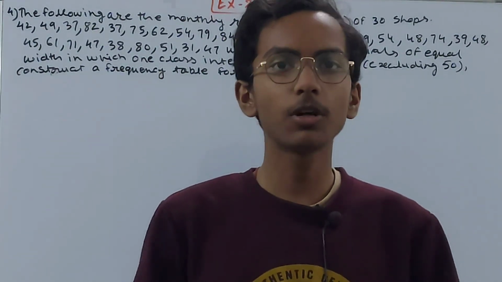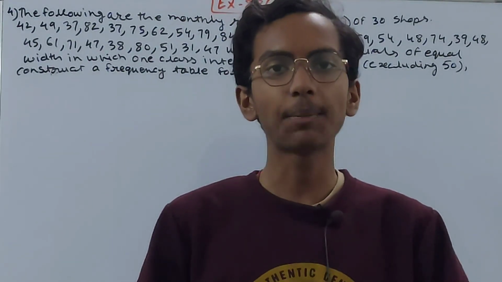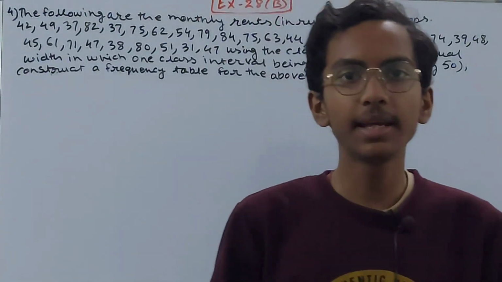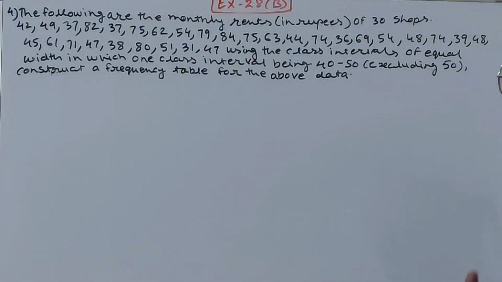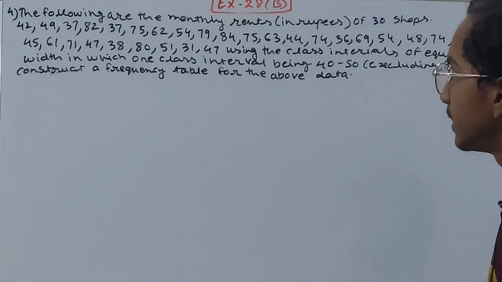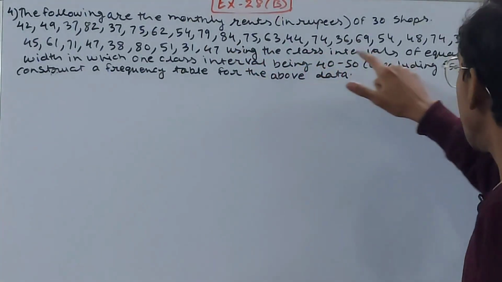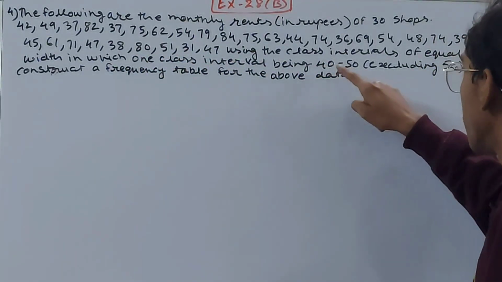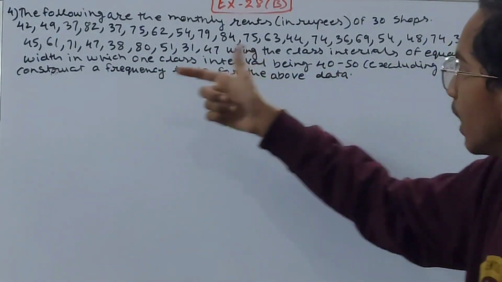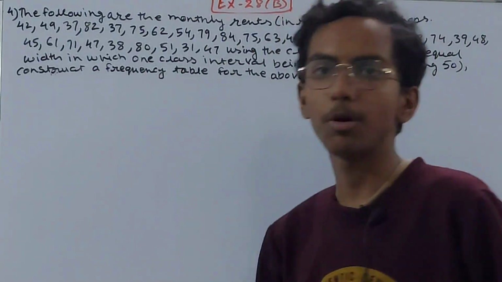In this video, we are going to solve ICSE Mathematics Class 10, chapter 28, Data Handling, Exercise 28B, question 4. The following are monthly rents in rupees of 30 shops. Okay, these are the rents. Then, using class intervals of equal width, with one class interval being 40 to 50 excluding 50, construct a frequency table for the above data.